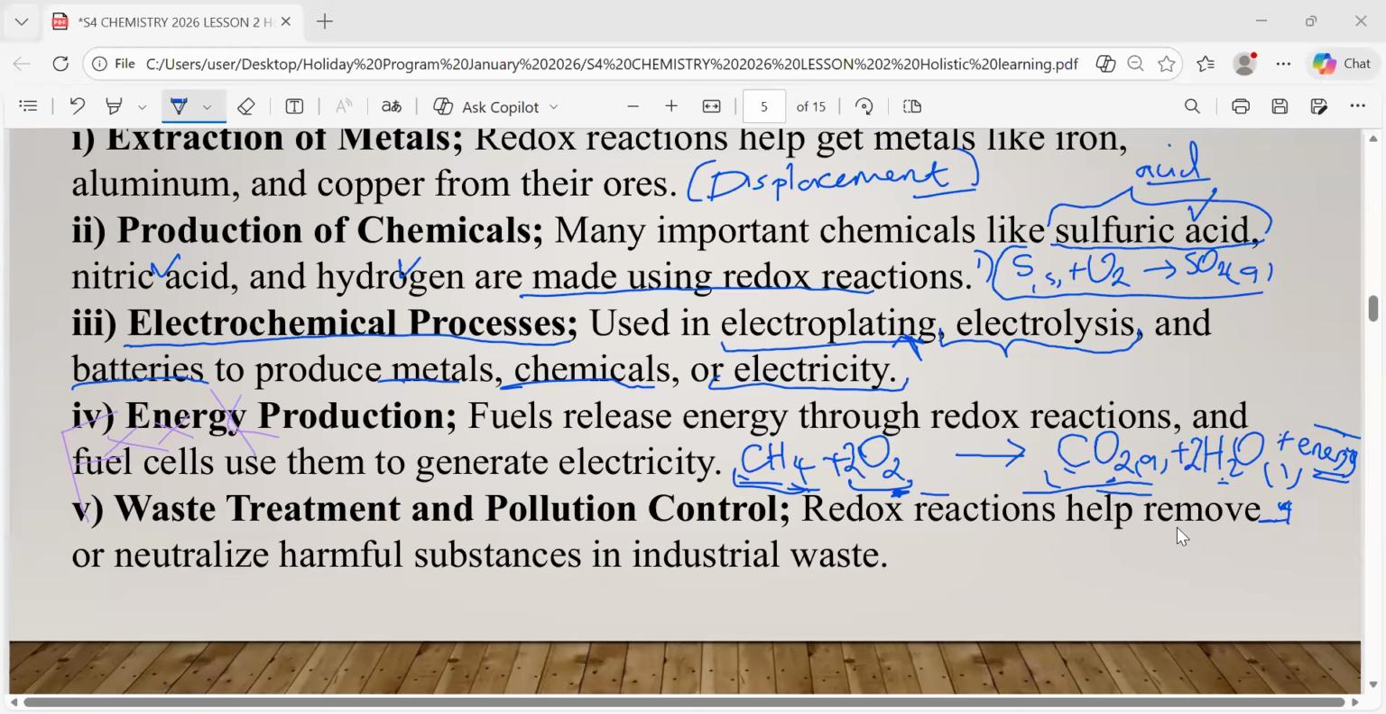So when that reaction takes place, most of those reactions are called redox reactions. Why? They involve oxidation and reduction taking place at the same time. Are we there? Yes. Okay, thank you. We can now mute.